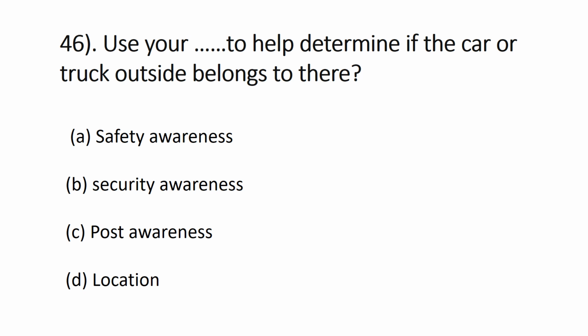Question number 46. Use your to help determine if the car or truck outside belongs there. A. Safety awareness, B. Security awareness, C. Post awareness, D. Location. What is the correct answer? The correct answer is B. Security awareness. You have to use your security awareness if there is a car or any vehicle parked outside of your site. Security awareness is the right answer. So B is the correct answer.